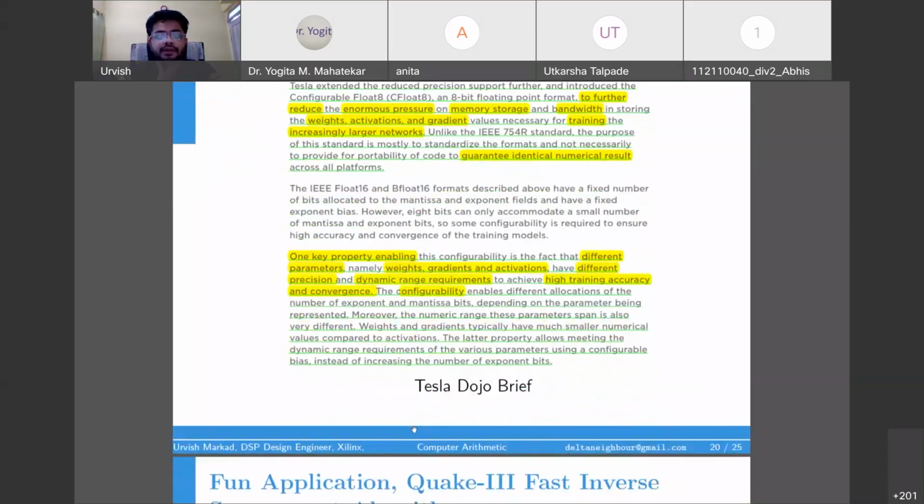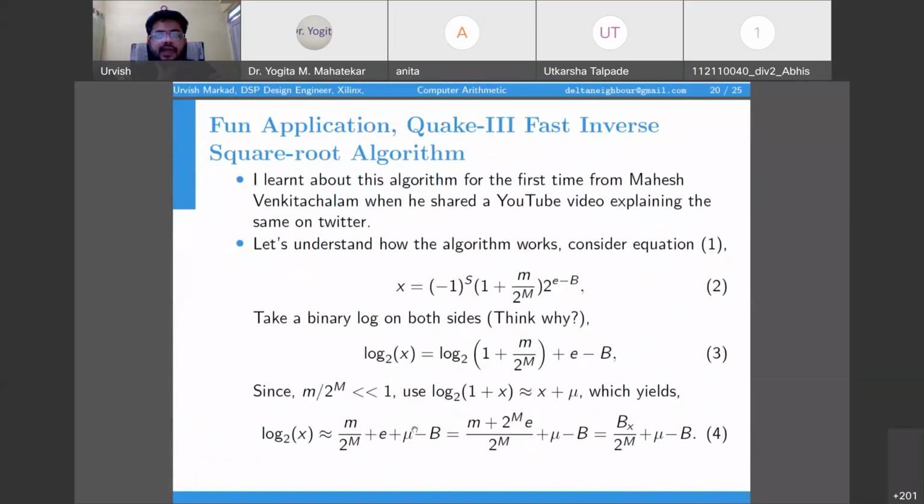Now the last thing is the fun application, which is the Quake 3 fast inverse square root algorithm. This has been foundational for me to invent my first algorithm, which I have mentioned. It is currently under scrutiny at the Xilinx patent committee.